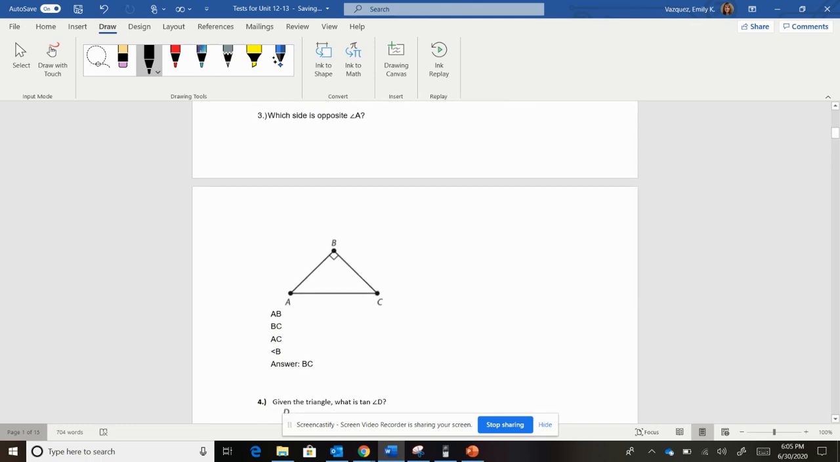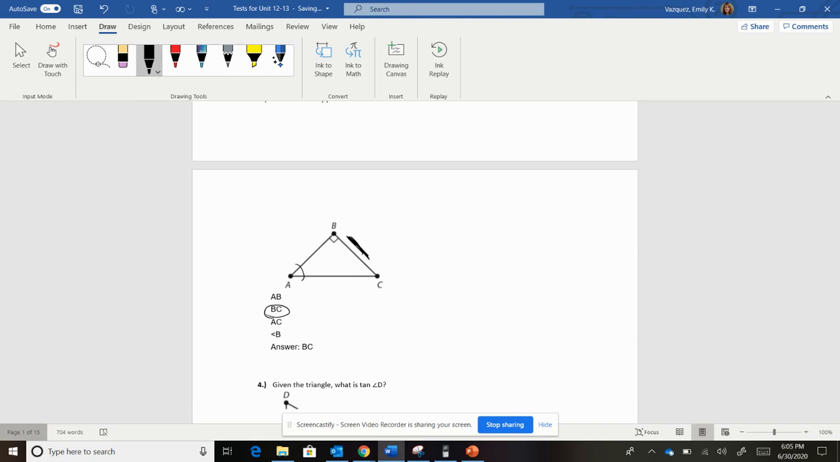Which side is opposite of angle A? Here's angle A. Opposite is directly on the opposite side all the way across. So BC is correct.